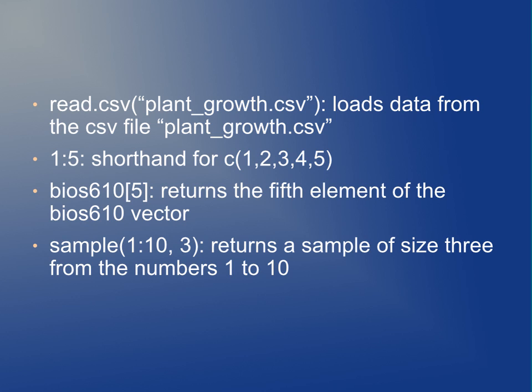read.csv loads data from a CSV file. 1 colon 5 is shorthand for the numbers 1 up to 5. And if you use these square brackets, you can return a given element of a vector. If you say sample 1 colon 10 comma 3, that'll give you a sample of size 3 from numbers 1 to 10. You can use this for sampling in general.